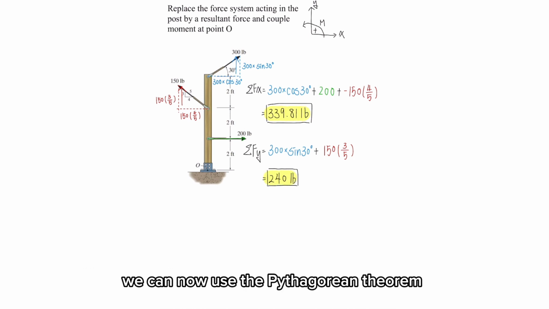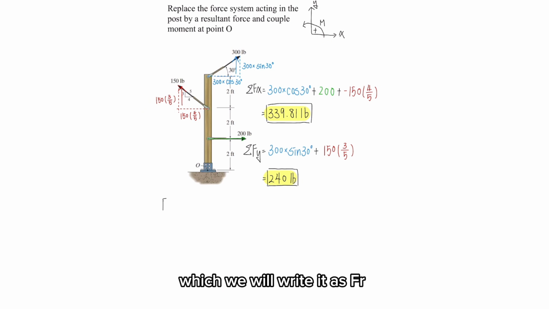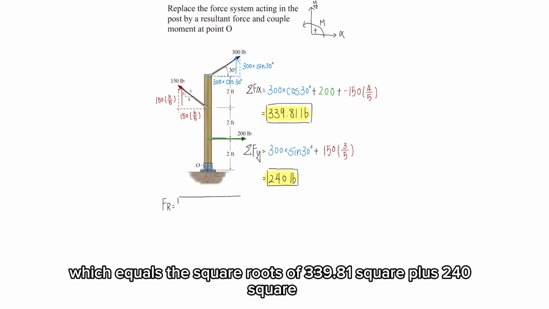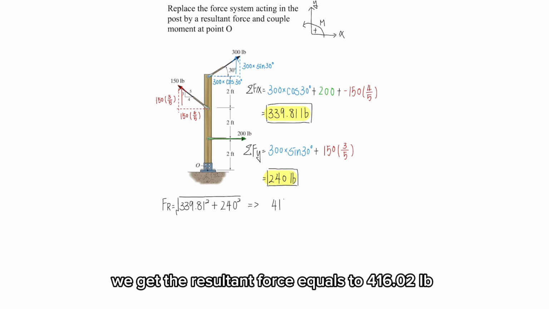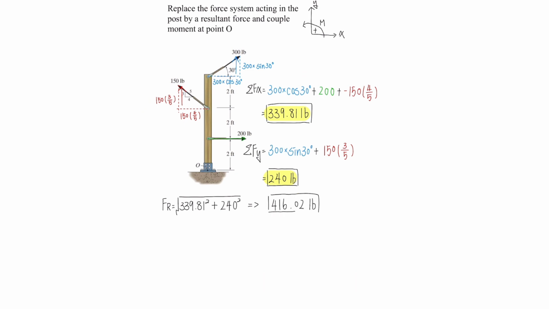We can now use the Pythagorean theorem to find the magnitude of the resultant force, which we will write as Fr, which equals the square root of 339.81 squared plus 240 squared. We get the resultant force equals 416.02 pounds.